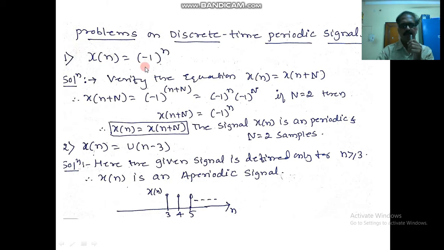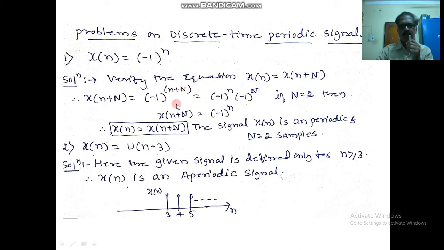So x of n is given here. We have to check x of n plus capital N. X of n plus capital N equals (-1) to the power of n plus capital N, since small n is replaced by n plus capital N. That is (-1) to the power of n times (-1) to the power of capital N.